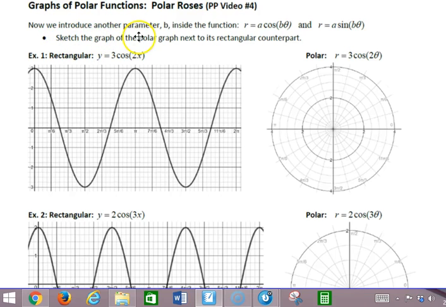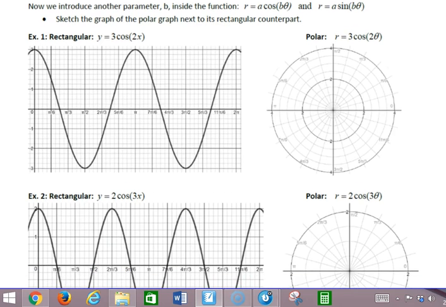Now we introduce another parameter b inside the function. So we have r equals a cosine b theta and r equals a sine b theta. So what does that b do to the graph? How does that change the graph?